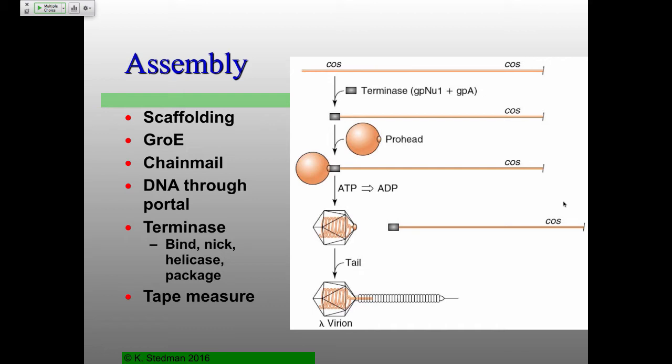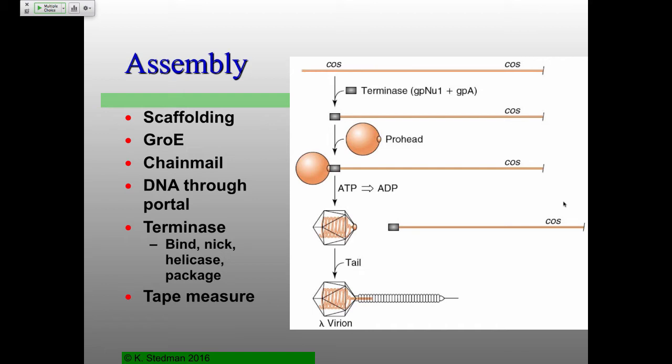Yeah? Does the terminase go into the virion head, or does it go to the next concatemer? So, no. The terminase stays outside the head. It's a non-structural protein. It's made as one of the very late genes, but it's just involved in packaging. It's not part of your final virion.